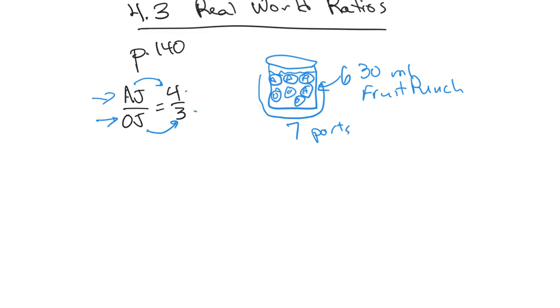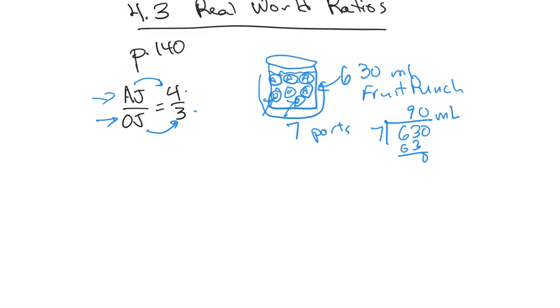So if we have 7 parts and there's 630 milliliters in the whole thing, we can figure out how much is in each one of the parts by simply doing a division problem, right? 630 split into 7 different parts is easy, 90. So each one of the parts has 90 milliliters.